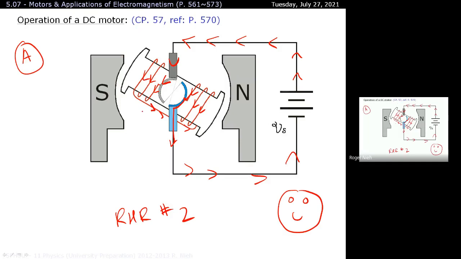All right, now that we have all the current labeled out, the next thing we need to do is predict the magnetic field that's generated by this armature here. Again, use right-hand rule number 2, where your fingers point in the direction of the current, and your thumb points to the direction of magnetic north.